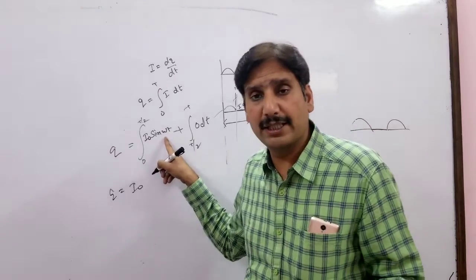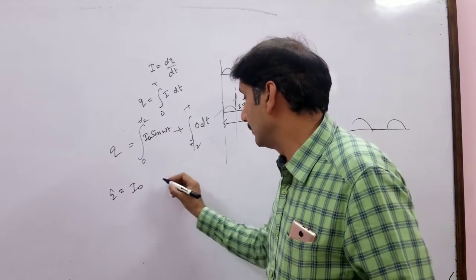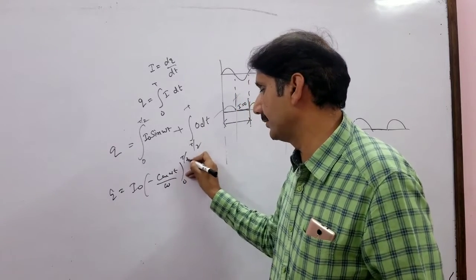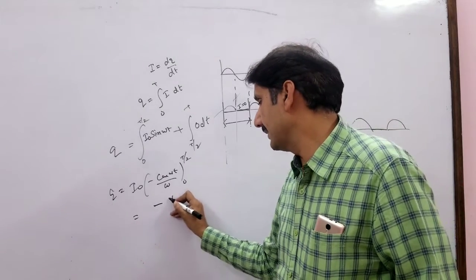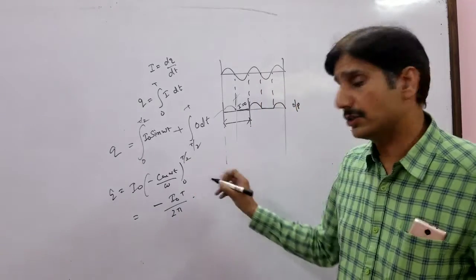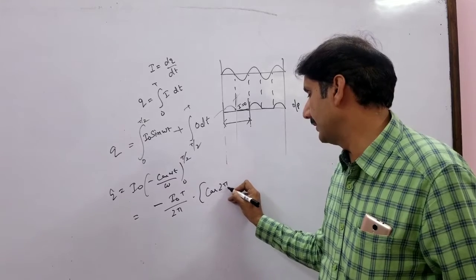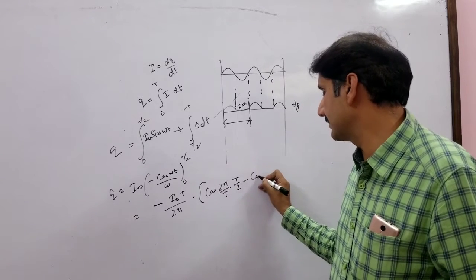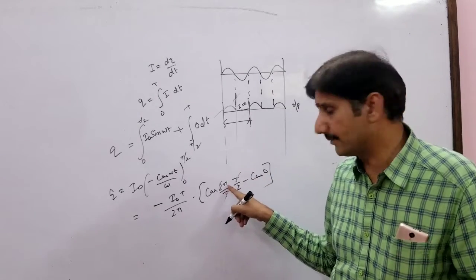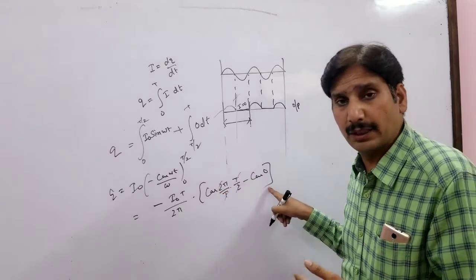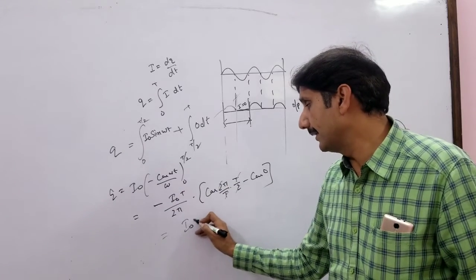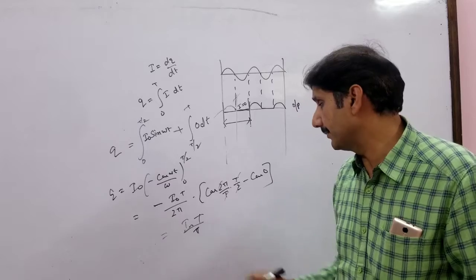The integration of sin omega t would be minus cos omega t over omega, from 0 to T by 2. You can simplify this: minus I naught, omega itself is 2 pi by T, into cos of 2 pi by T into T by 2, minus cos of 0. T gets cancelled out, 2 gets cancelled out. Cos pi is minus 1, cos 0 is 1. So minus 1 minus 1 turns out to be minus 2. Minus and minus get cancelled, and 2 and 2 get cancelled. What I get is I naught T by pi.